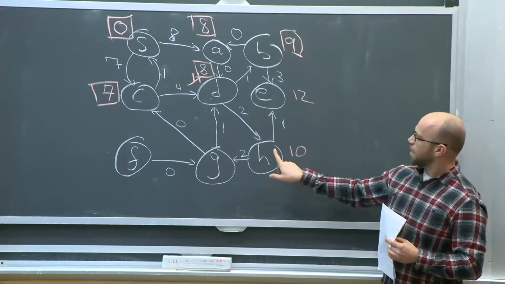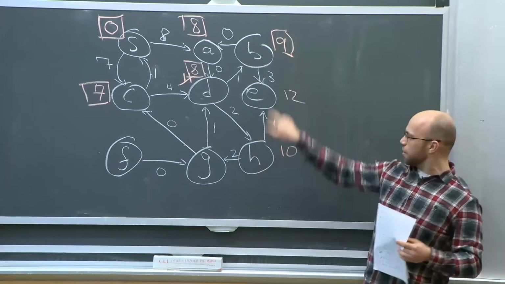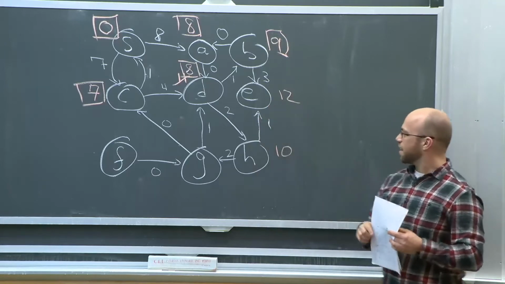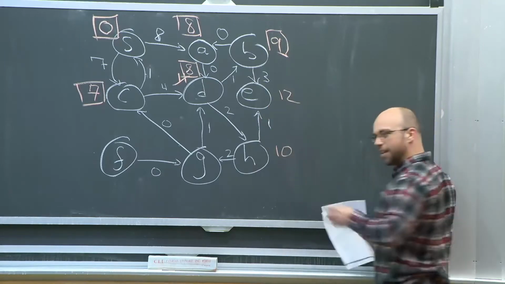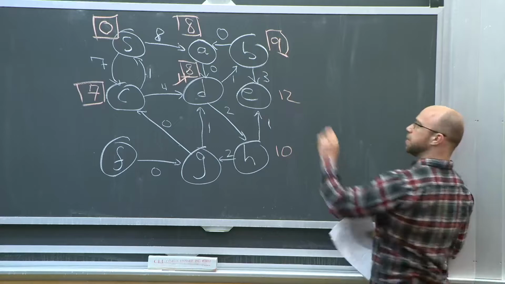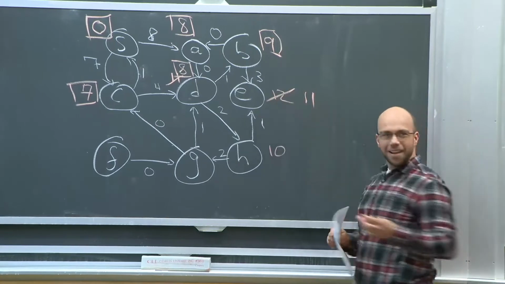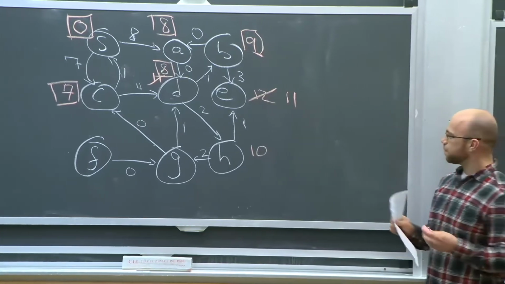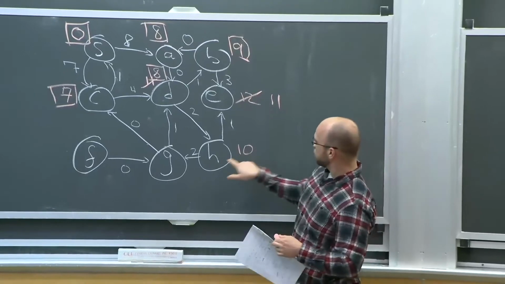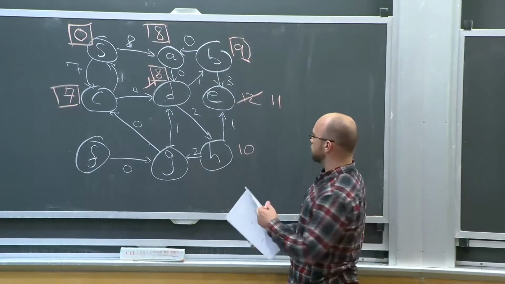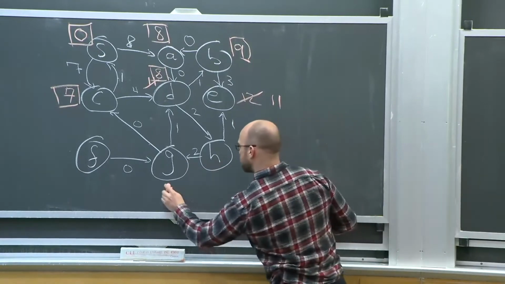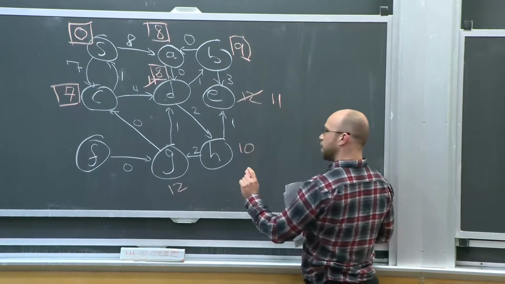Okay, so now our next closest vertex is vertex H, which is distance 10. And aha, if I traverse the edge upward from H to E, I can get a path of length 11. And 11, according to most mathematicians, is less than 12. And hence, we should update the value here. In addition to that, there is an edge of length 2 out of H pointing into G. 10 plus 2 is 12. And I believe that's it.